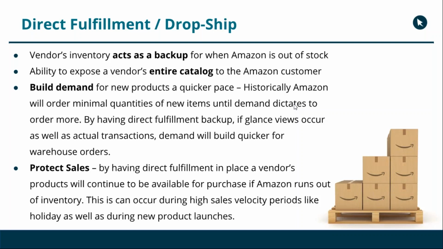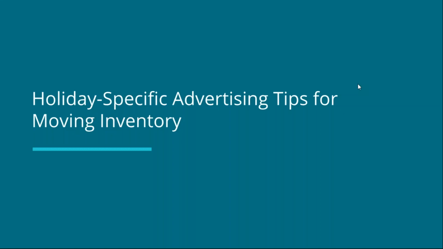Using direct fulfillment also allows you to expose your entire catalog to Amazon. Some ASINs Amazon may decide they don't want to carry. If you don't have a seller account, you can't put it in there. You can post it as direct fulfillment only and get orders on that. On new products, it helps you build demand at a quicker pace because the product is immediately available on dropship the minute you feed the inventory. So if you feed the inventory to Amazon and say, I have 100 units of this, the page will go live, and then that will begin to make the product demand pick up quicker as customers go to the pages and increase glance views and impressions on the page. And finally, it protects sales when Amazon runs out of inventory.